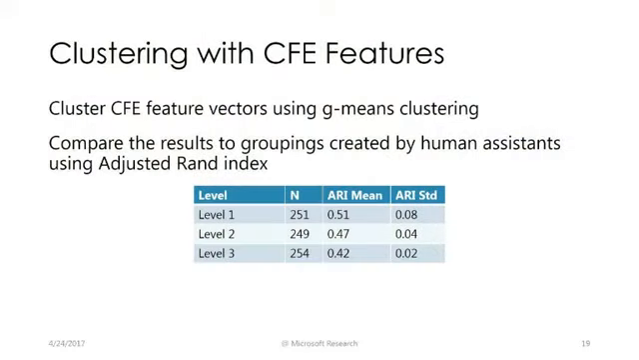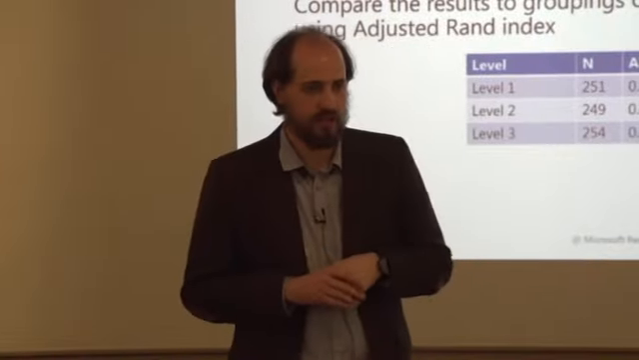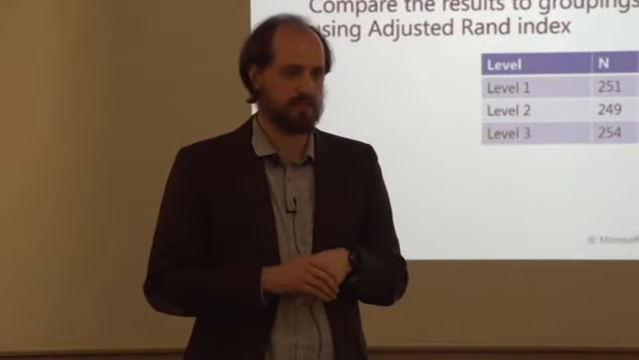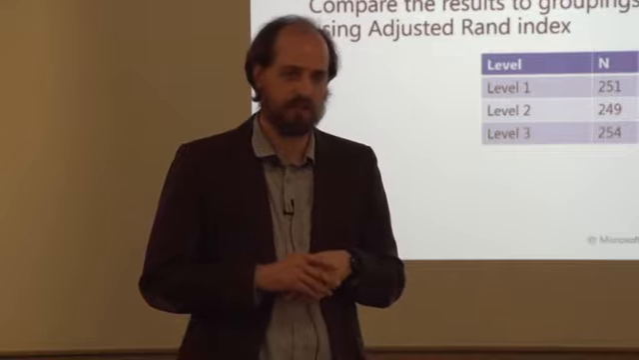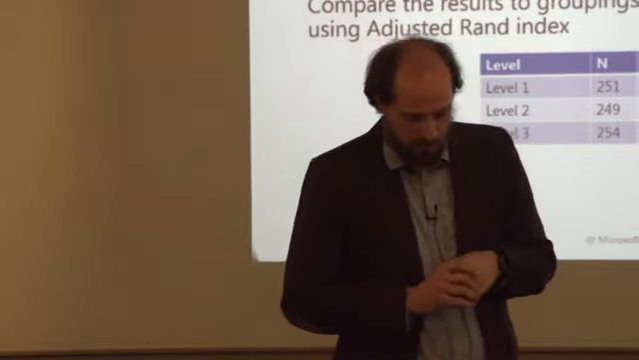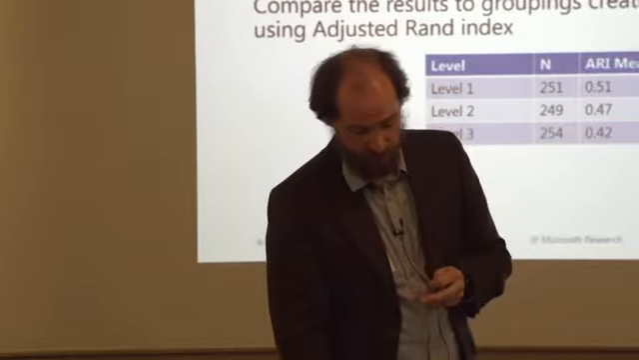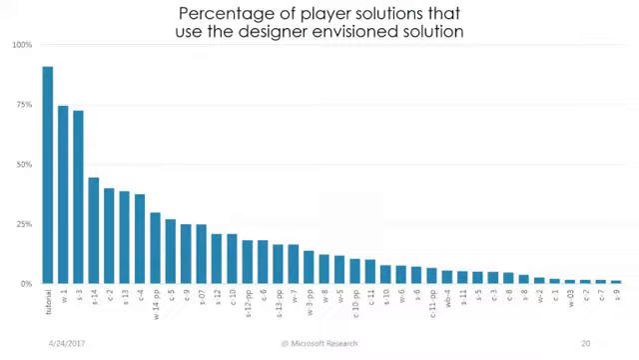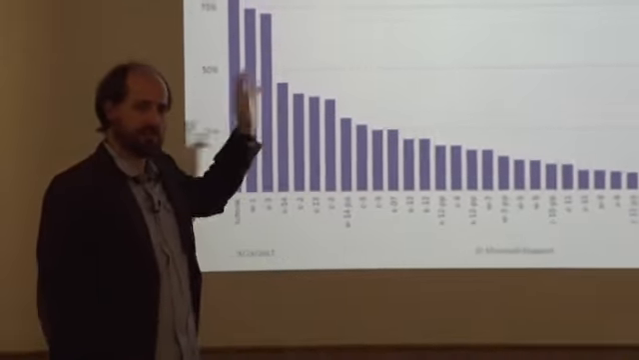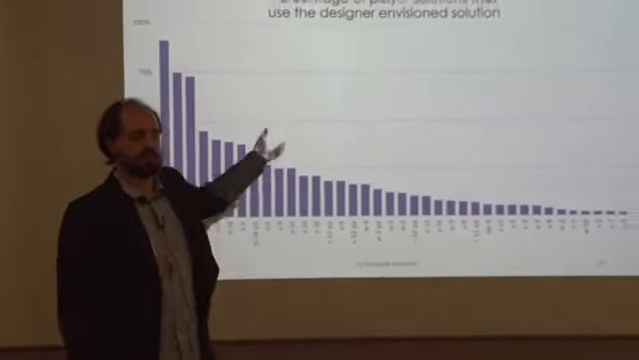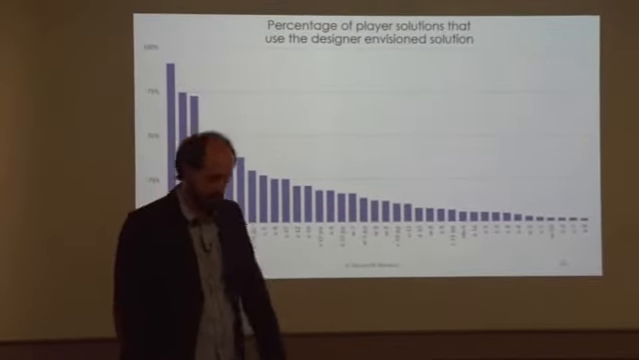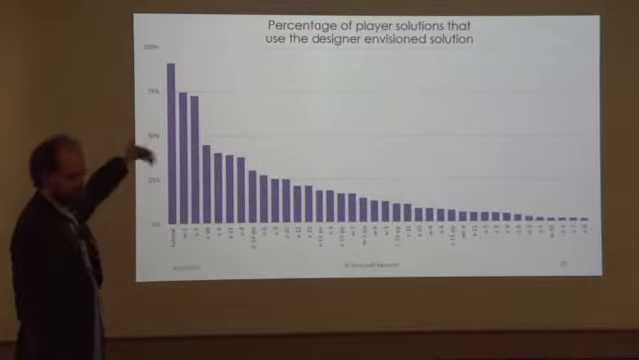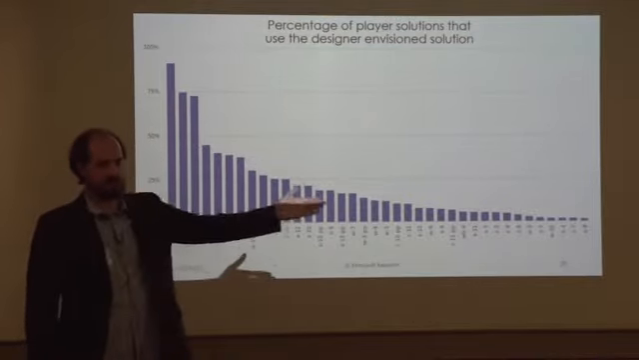So looking at the comparisons between people and the machine, we get ARIs of about 0.42 to 0.51, which is reasonable for an unsupervised strategy like this, but could probably be better. But you can do some interesting things with this data as it is. So here's a graph of, along the x-axis, all the different levels in the game. And on the y-axis is the percentage of solutions submitted to that level that adhered to the envisioned solution, like I showed earlier. And you can start to see that with things like the tutorial, generally people are doing what we expect them to be doing, and as you go down, it gets much smaller.